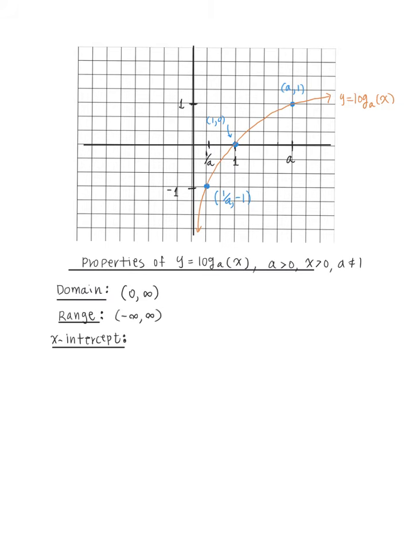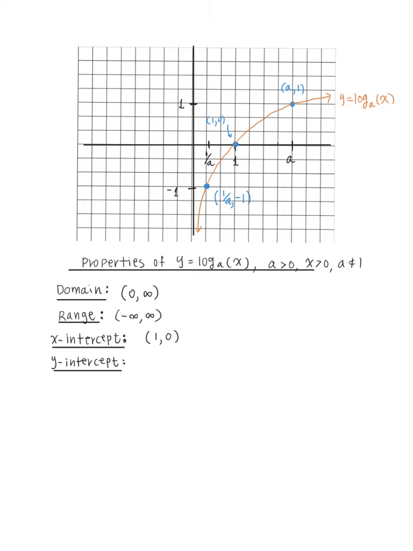And this graph has the x-intercept. X-intercept is where the graph is going to touch or cross the x-axis. So in this case, we got an x-intercept at x equals 1. So here, I'm going to have (1, 0).